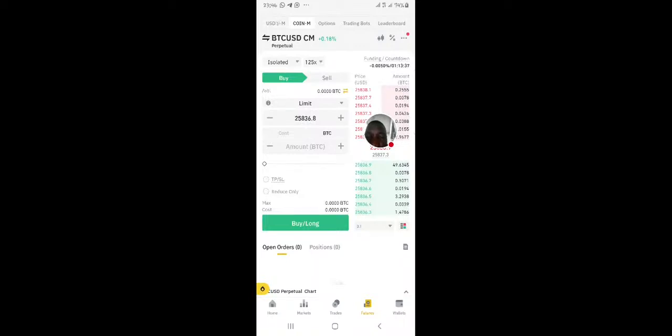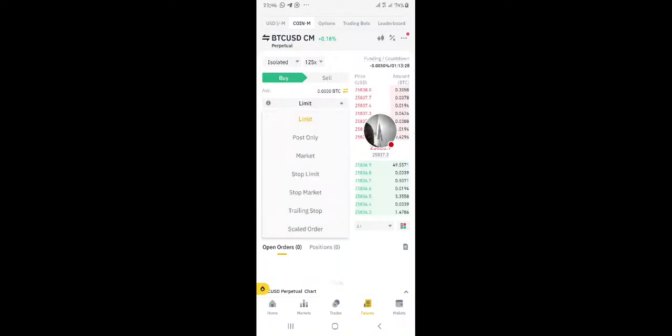So that is that. Another thing we'll look at is this place. This is order mode. That is, you have limit, post only, market, stop limit, stop market, trailing stop, scale order. I will not go deep into this because they can be very confusing. If I start now, it can even disturb the whole of the class. So I will advise you to make sure, even Binance will always give us limit.